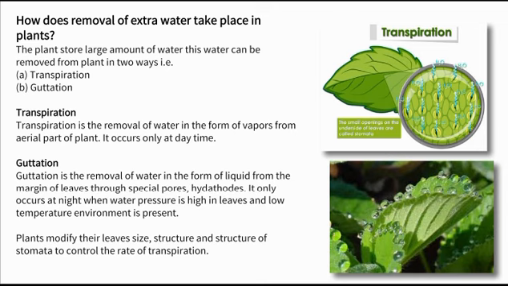Guttation is the removal of water in the form of liquid from the margin of leaves. In the diagram, you can see that at the margin, the water droplets are arranged like beads.